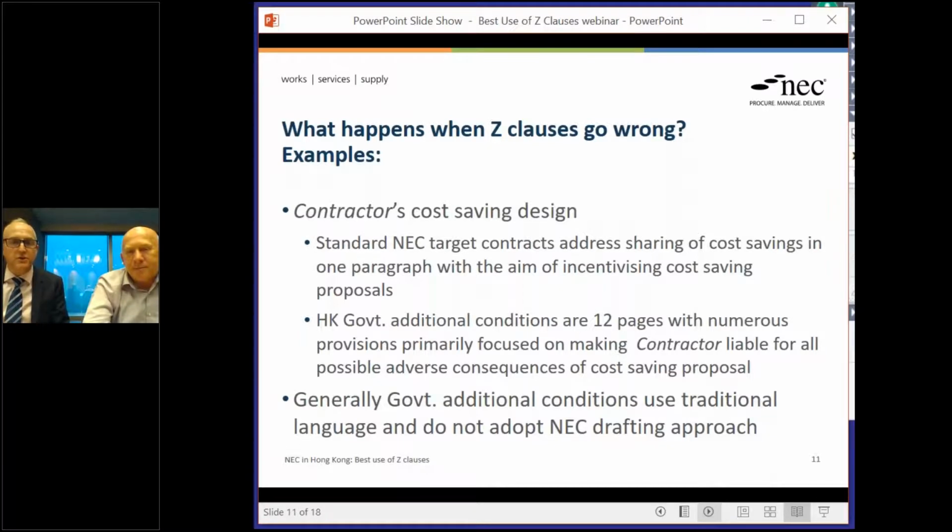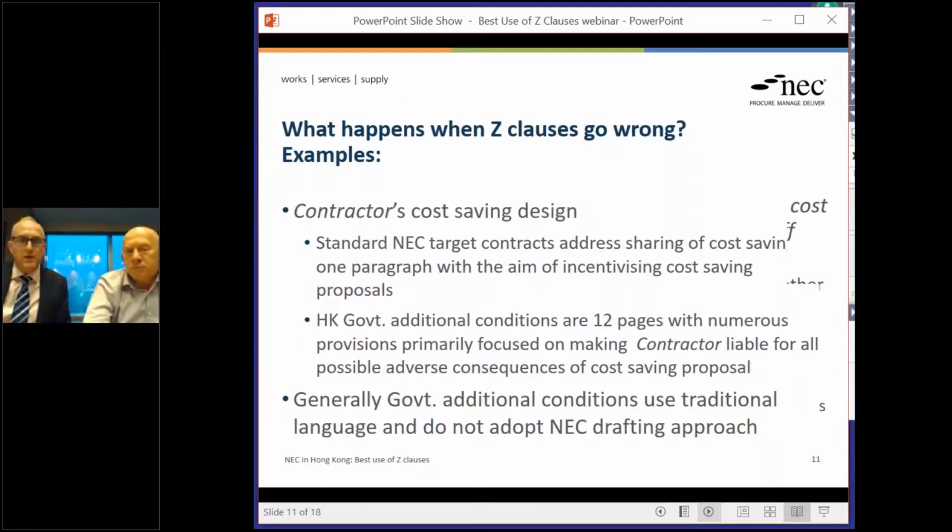And then the final point is, generally in Hong Kong, the additional conditions use quite traditional language. They've been brought over from the special conditions of contract that have applied on the traditional forms in use here, and they don't yet adopt the NEC drafting approach, and that's why there's 285 pages of them. That doesn't mean that they don't work, but it's a completely different style and language, and it would obviously be nice to see that aligned at some point.